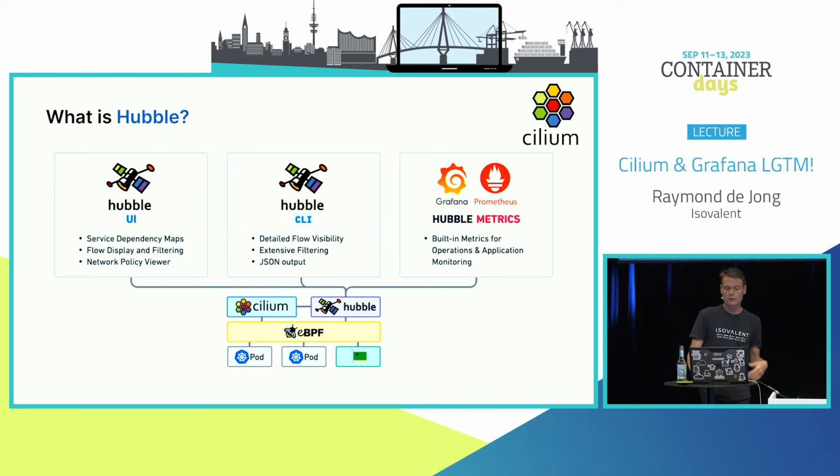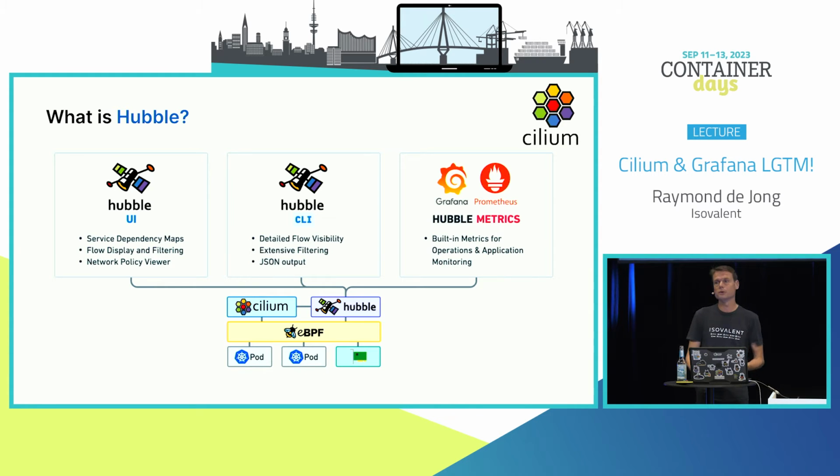Coming back to Hubble, we have a UI. I will show that in a demo quickly as well. It's a service-to-service communication overview. So you will see on namespace level what communication is happening within the namespace, what traffic is going ingress into your namespace, and egress towards, let's say, external resources, external in your data center or in the cloud.